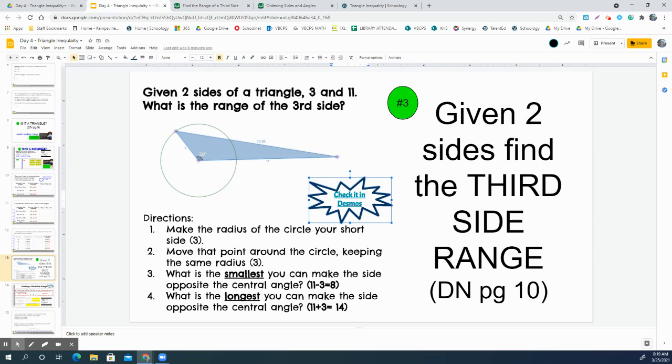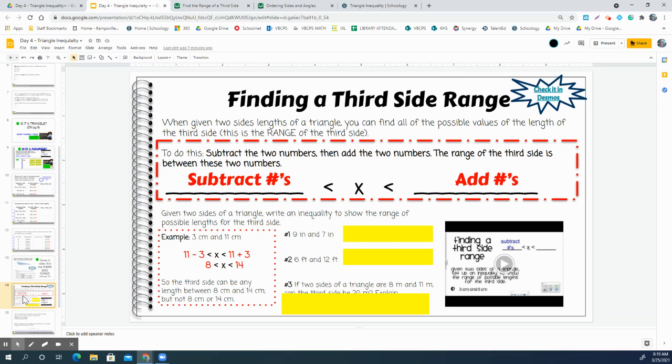So if we go to slide 14, that's all we're going to do. If I give you 3 and 11, you subtract 11 and 3 and you get 8, and you add 11 and 3 and you get 14. Okay? So if we do number 1, if I give you a side of 9 and a side of 7, if I've got 9 and 7 and I close the triangle, what's the difference between 9 and 7?